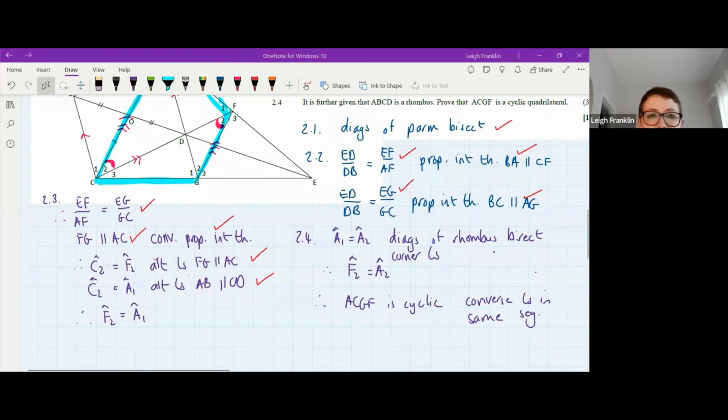Here our 3 marks would be awarded for deducing which angles are equal and the reason. This line over here, statement and reason, must have been 1 mark.